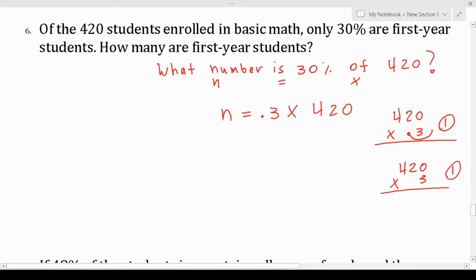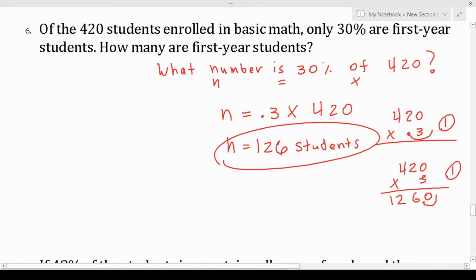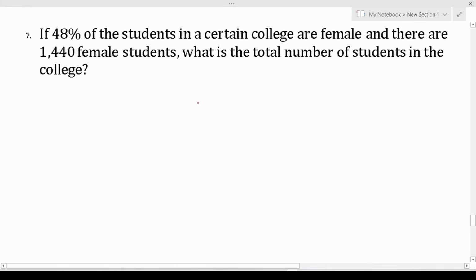So this is 0 times 3, which is 0, 2 times 3, which is 6, 4 times 3, which is 12. Bring our one decimal place back in so we can see n in this case is 126. So of the 420 students, 126 students are in fact first-year students.